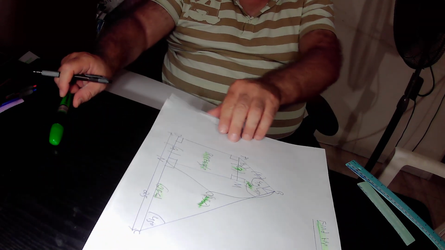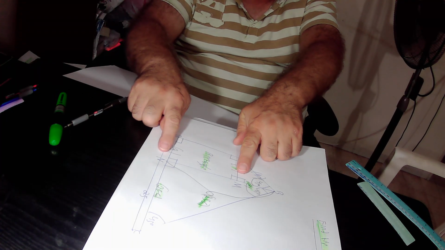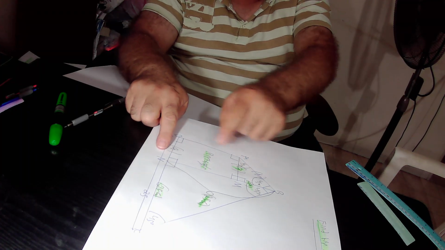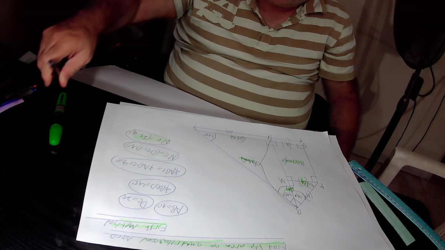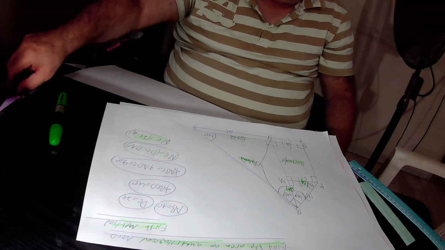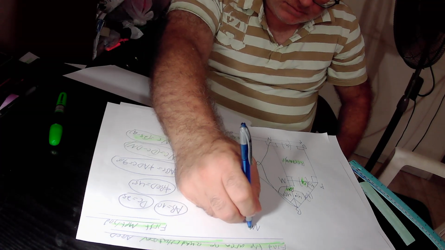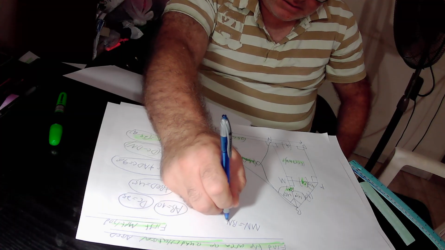What is the length of this missing line segment MN? From the drawing it is very easy to see that MN equals BN minus BM. Again, BN minus BM equals MN. So MN equals BN minus BM.